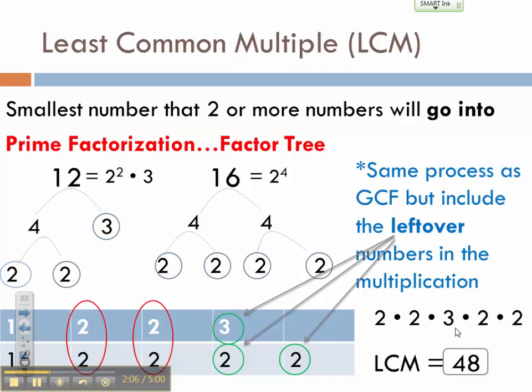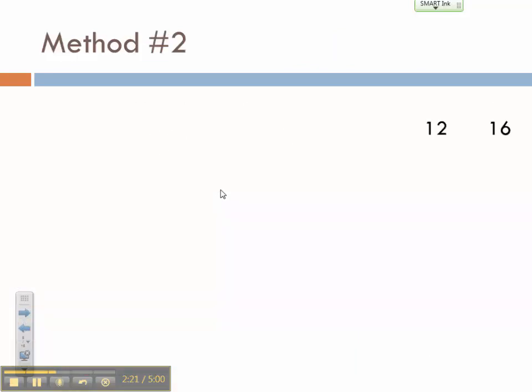So what are we saying? We are saying that 48 is the smallest number that 12 and 16 go into. The smallest number that they will go into. Pause it if you have to get that written down. All right, here's your second method on how to do that. Most of you like this way better.